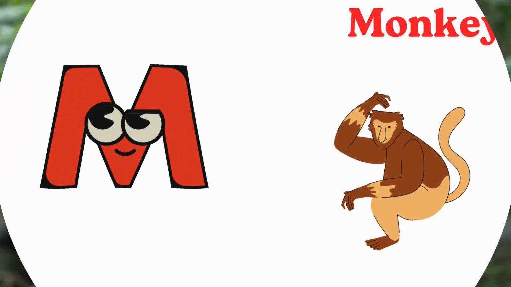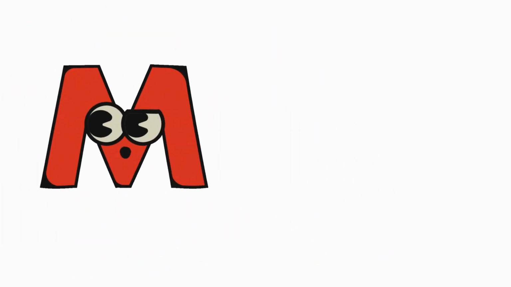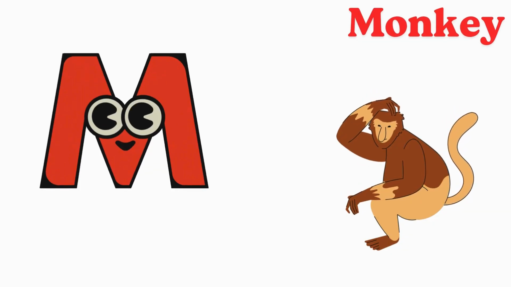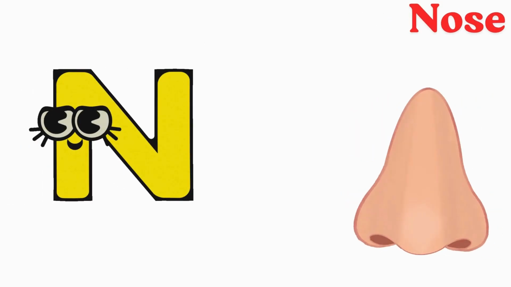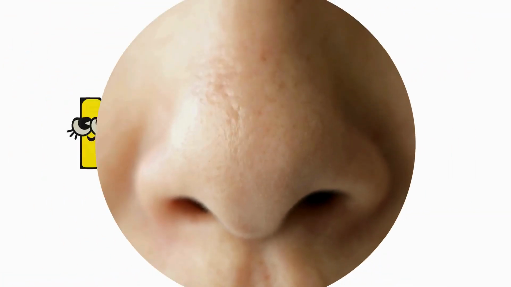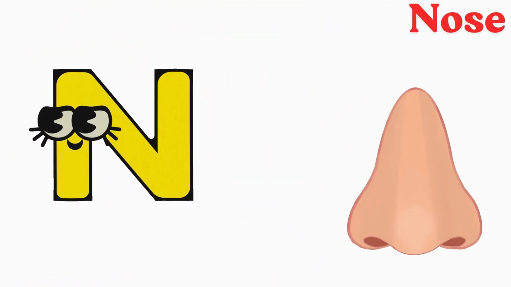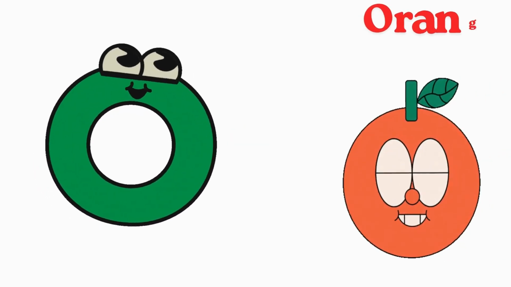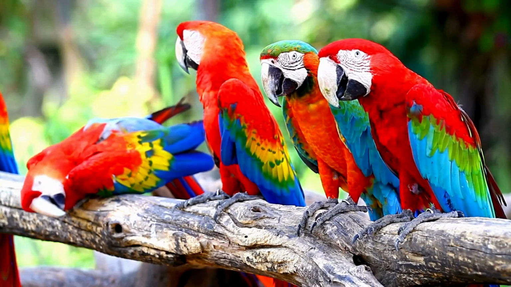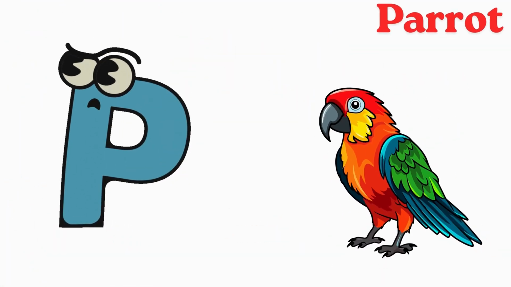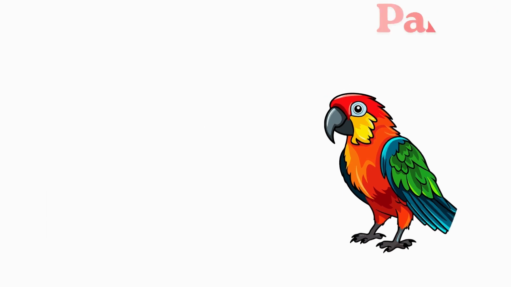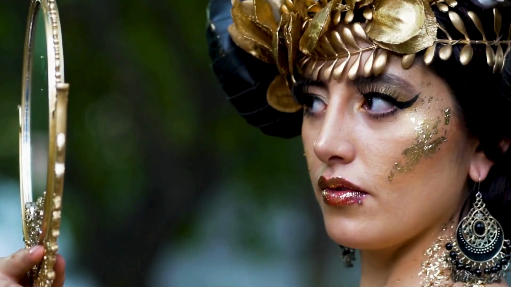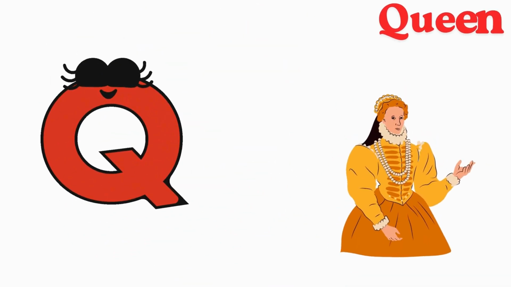M is for monkey, monkey. N is for nose, nose. O is for orange, orange. P is for parrot, parrot. Q is for queen, queen.